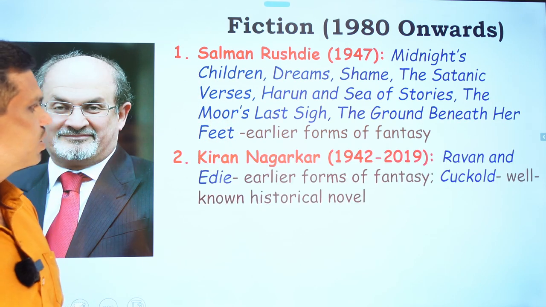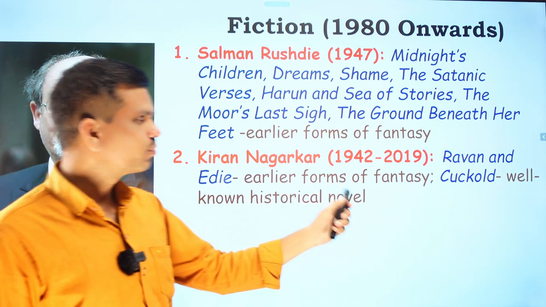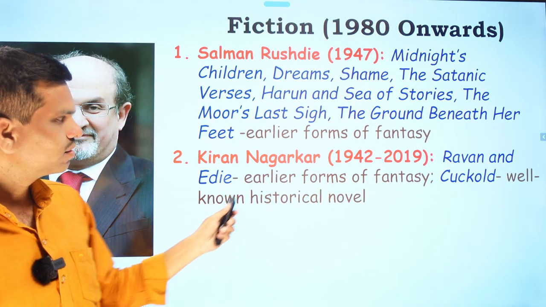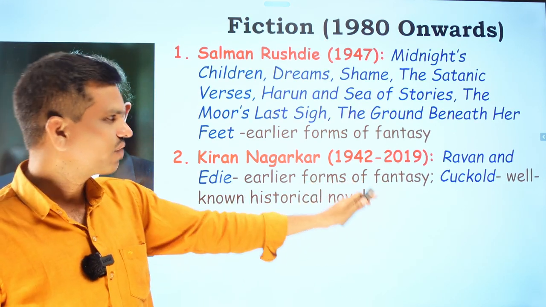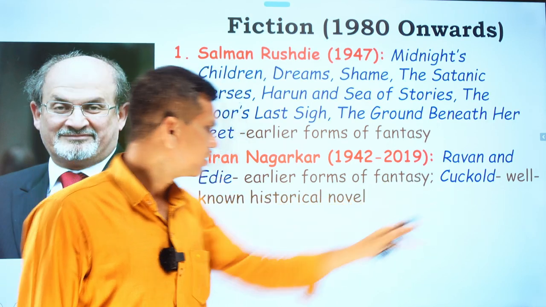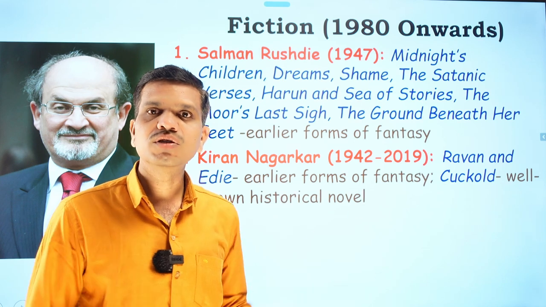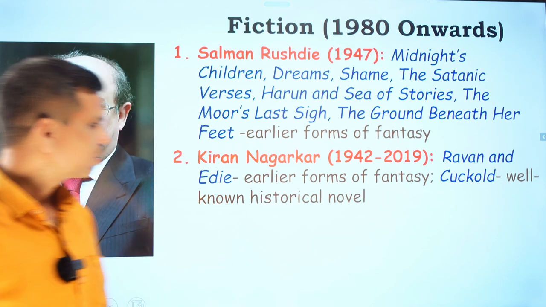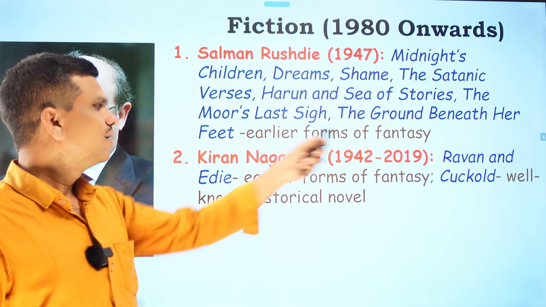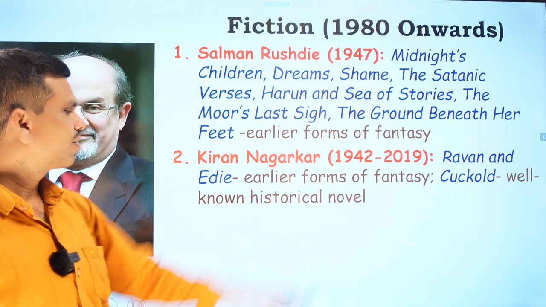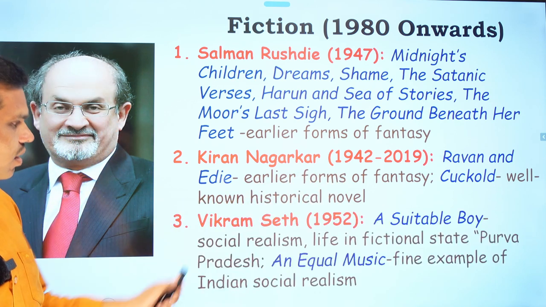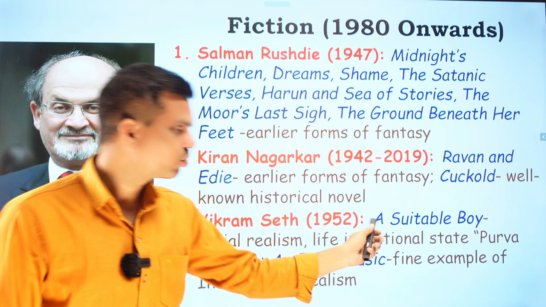Second, we have Kiran Nagarkar, who composed Ravan and Eddie. This is again an early form of fantasy. Then we have Cuckold, a well-known historical novel. He is known for his historical writing, and he composed historical novels like Cuckold and Ravan and Eddie.